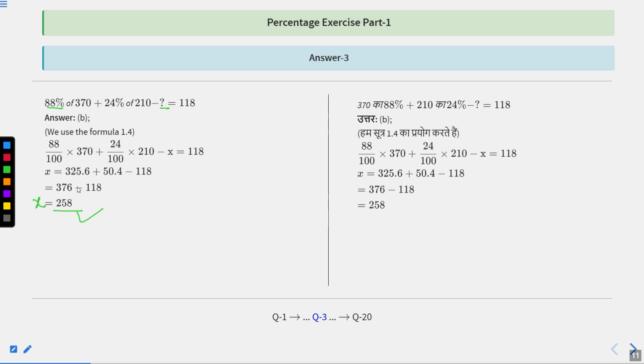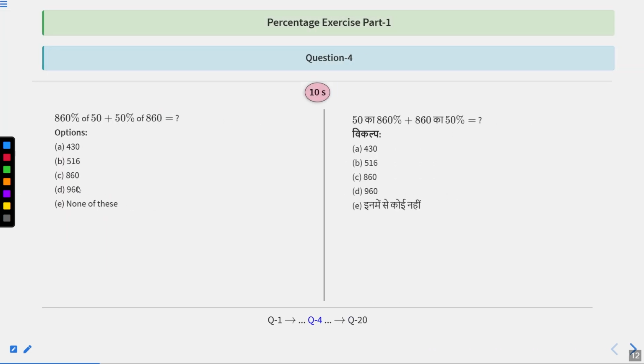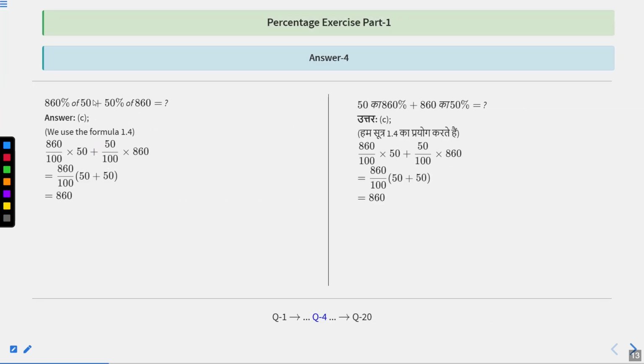Now move to the next question. 860% of 50 plus 50% of 860. You have 5 options. Your time starts now. Try to solve it. Now time's up. Go to the solution.